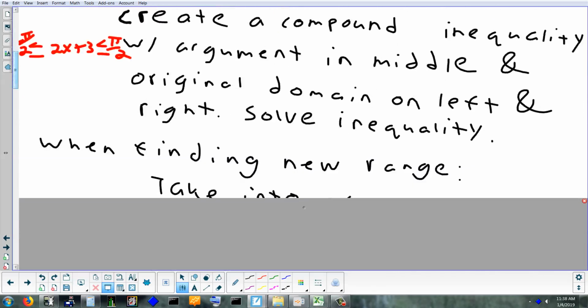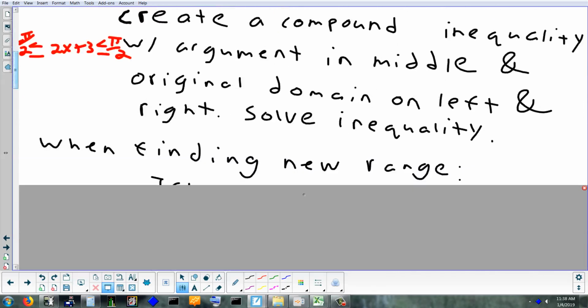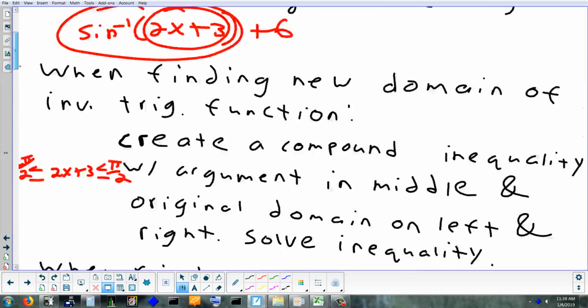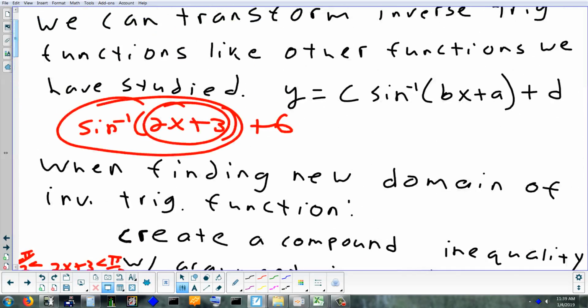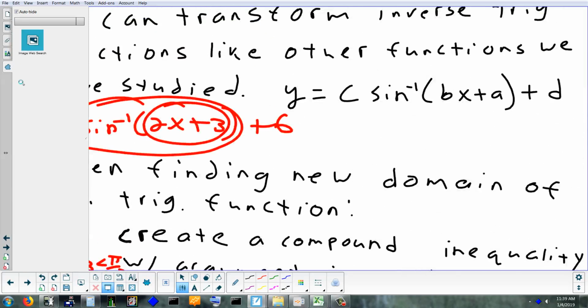And then to find the range, all we have to do is take into account letters C and D in that order. That's why I wrote them A, B, C, D. If your range was originally negative 1 to 1 and you tripled it, now it's negative 3 to 3. And if you shifted it up 1 unit, that would be negative 2 to 4. So that's pretty much how you find the range.